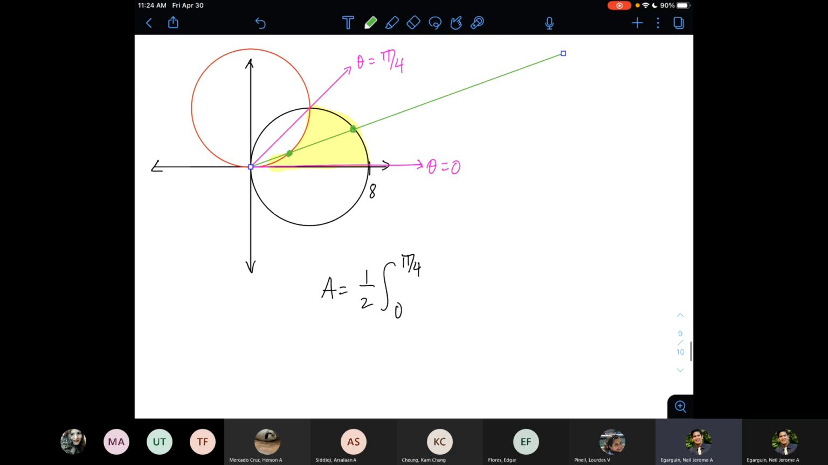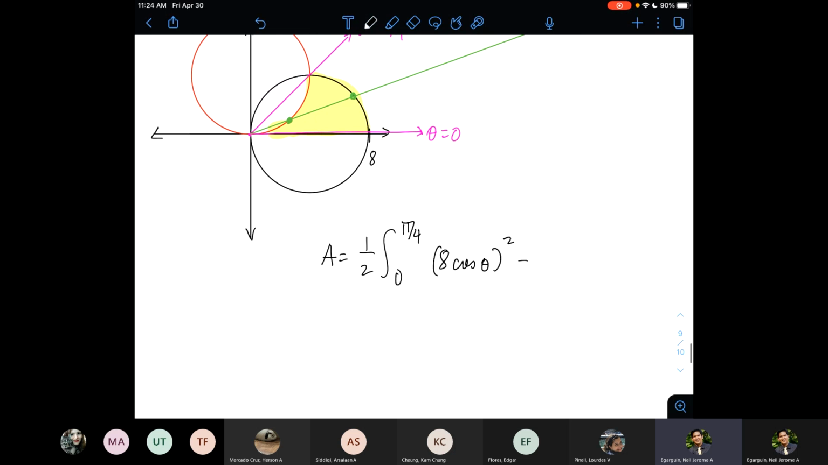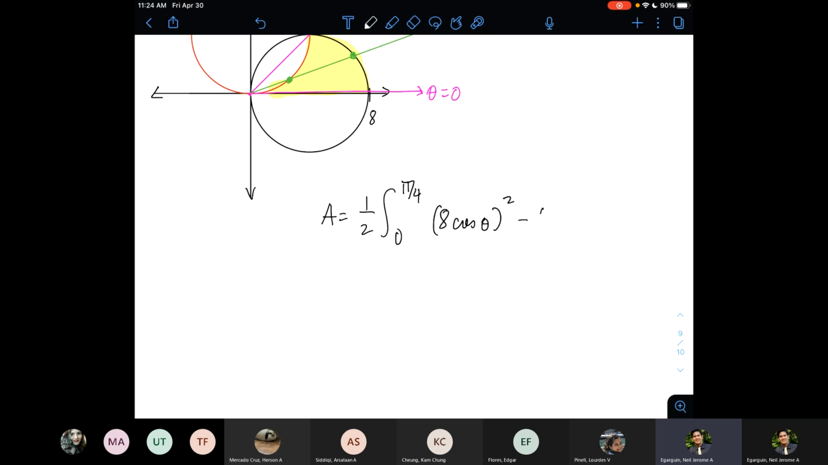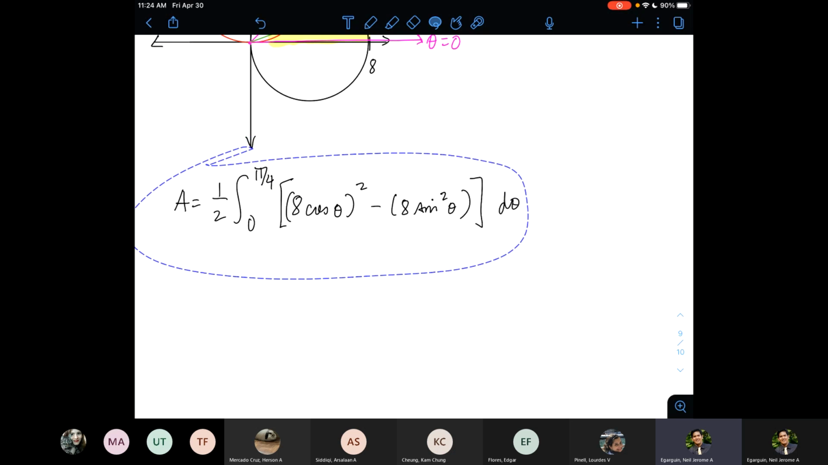And all throughout 0 to pi over 4, my outer radius is the black circle, which is 8 cosine theta. But remember, the formula calls for the outer radius squared minus the inner radius squared, that's the red circle, 8 sine theta squared, d theta. All right, and that's going to be your area. Let's try to evaluate, because you were told to compute the area. So we need to remember how to evaluate integrals involving trig functions.